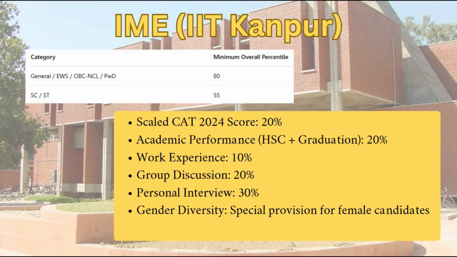There is a fair distribution in the percentage of different factors. They take 20% from your scaled score of CAT, 20% from your academic performance, which includes only HSC and graduation, no SSC mind you, 10% from your work experience, 20% from the GD, 30% from PI, and there are special provisions for female candidates as well.